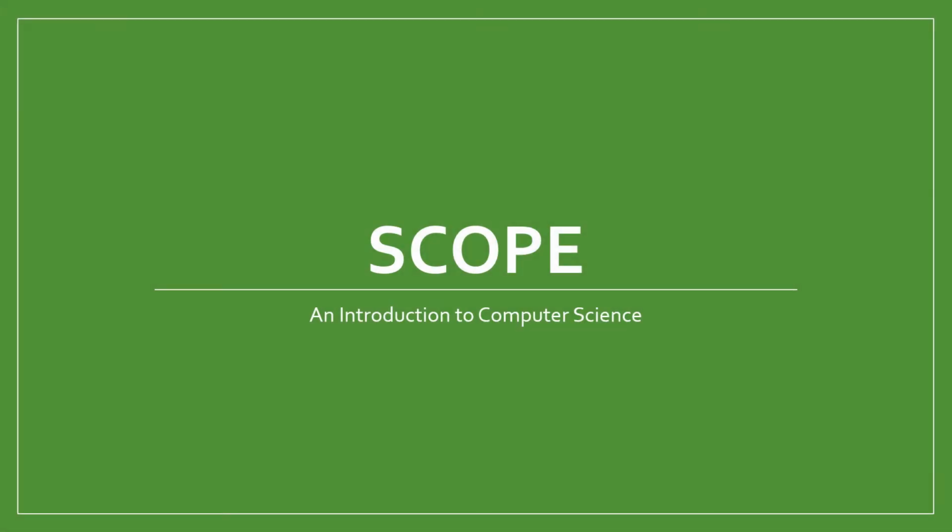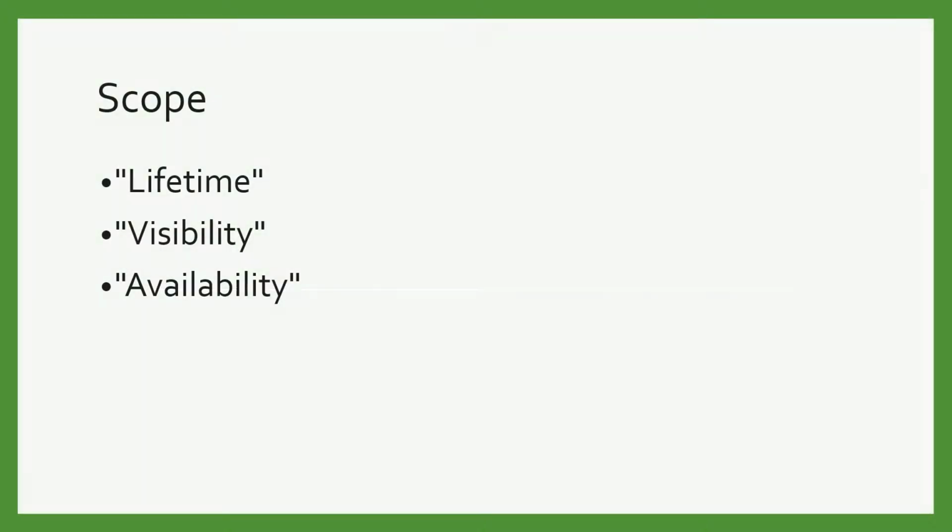Let's learn about scope. In a program, the scope of a variable indicates how long that variable is available. This is also known as the lifetime or visibility of a variable.